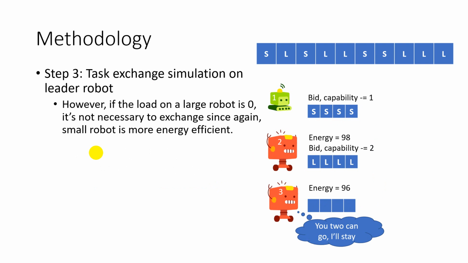However, there is some possibility that the load on a large robot is zero, like this. Because again, the small robot is a more energy efficient robot. So in this case, I didn't want those two tasks to change their load to the large robots, because it wastes 1 unit of energy.